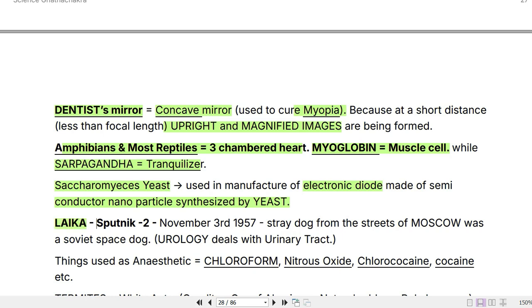So Laika, I think it was a stray dog from the streets of Moscow. It was a Soviet space dog which was sent to space, and it was part of the mission Sputnik 2, and the date was November the 3rd, 1957. Remember the date on which Laika became a part of the Sputnik 2 Russian space mission. And urology deals with the urinary tract in general, urology.